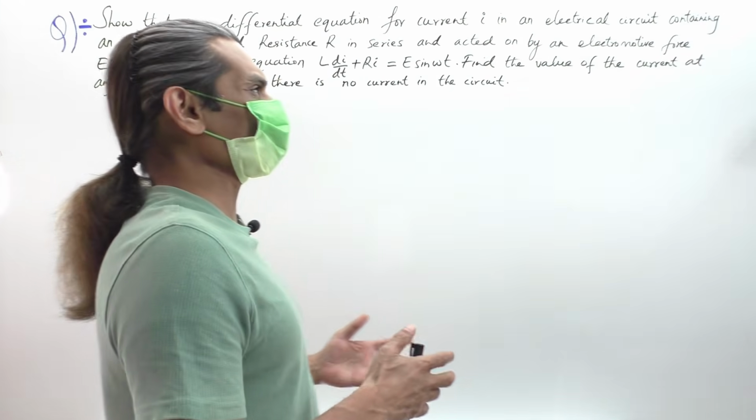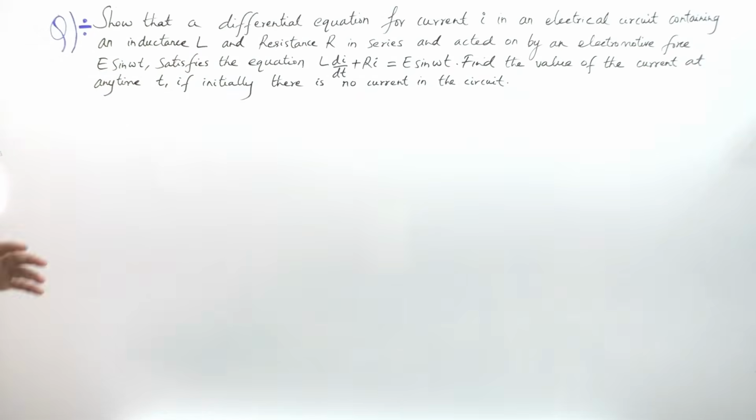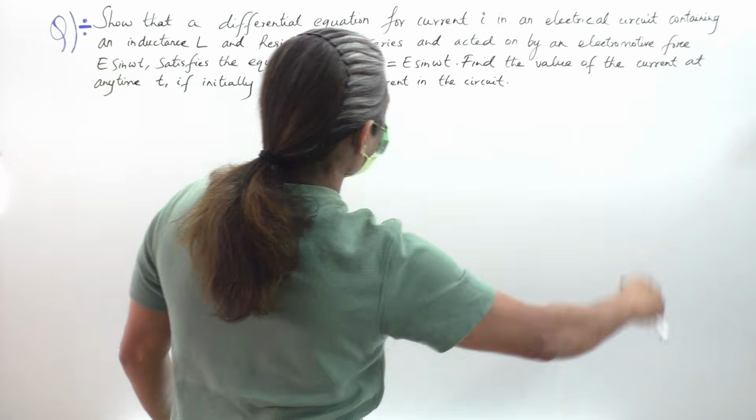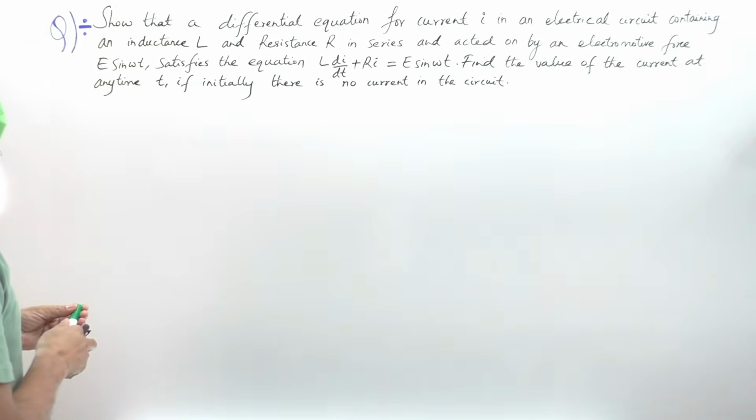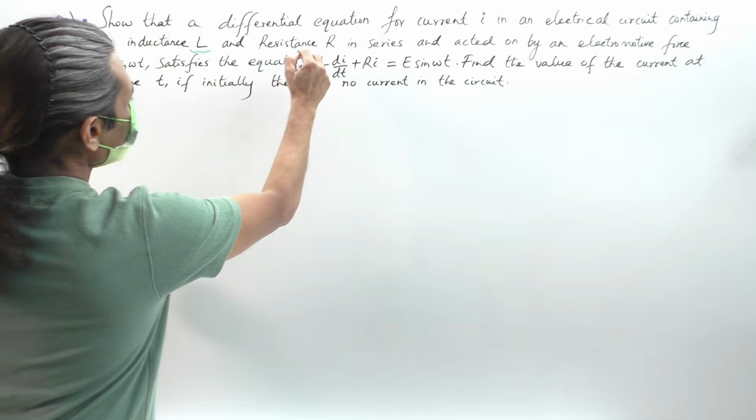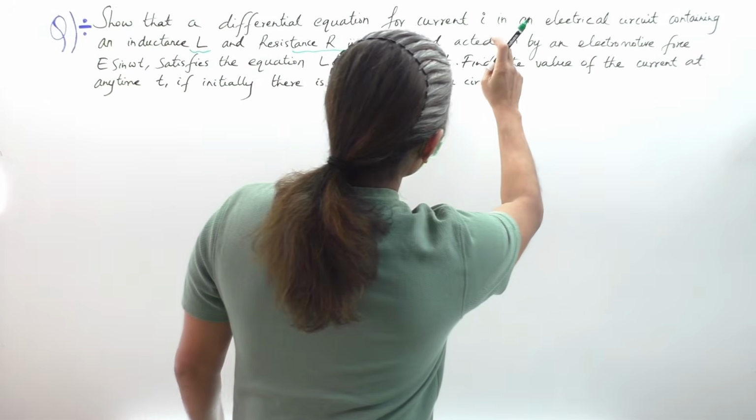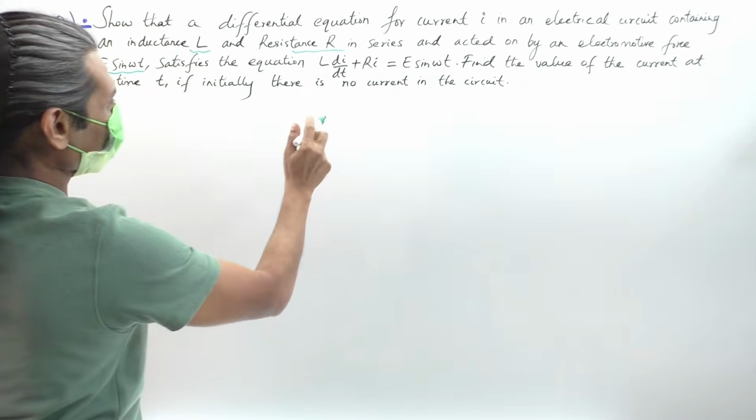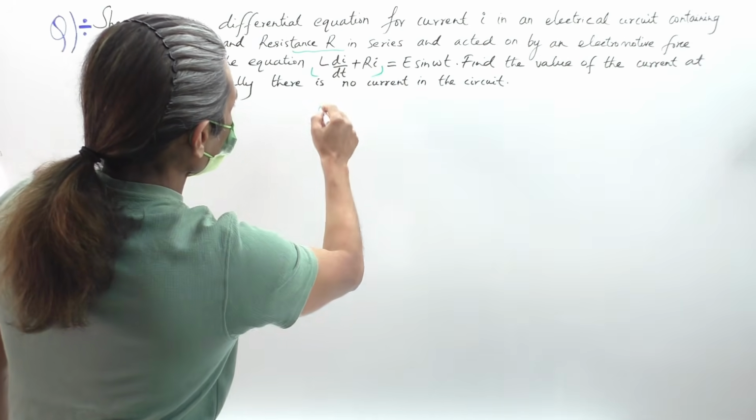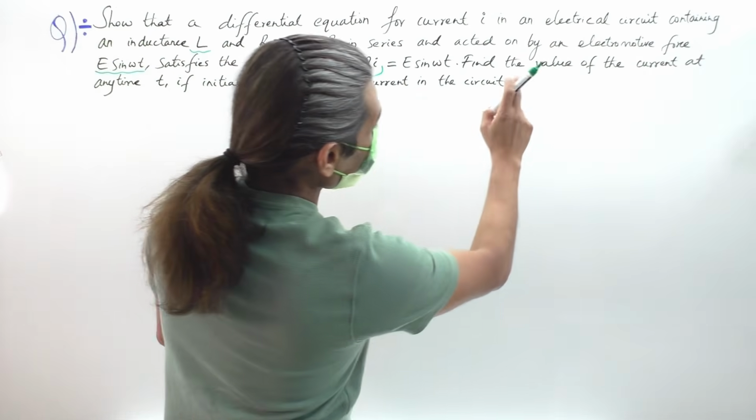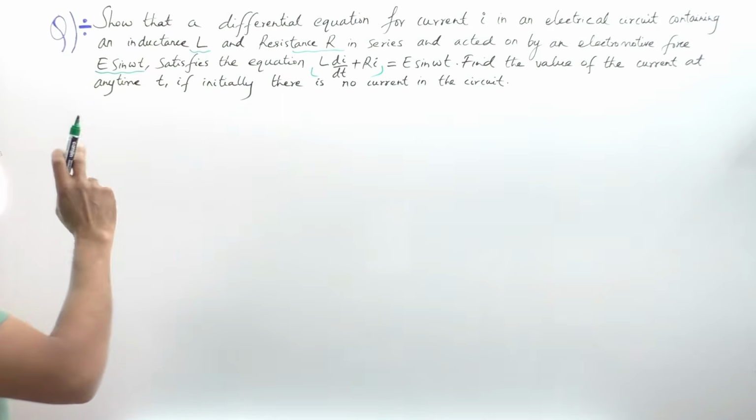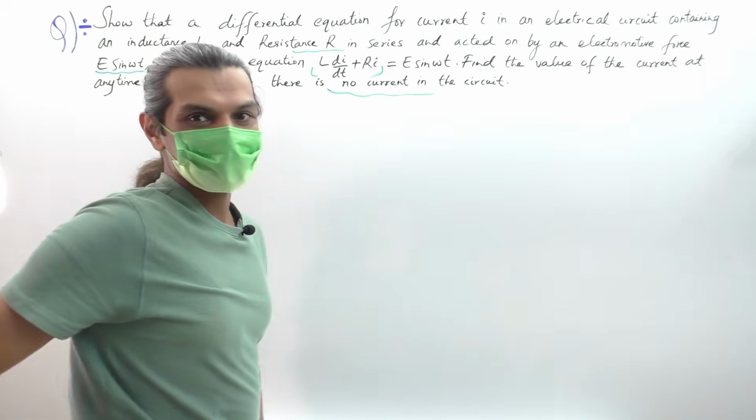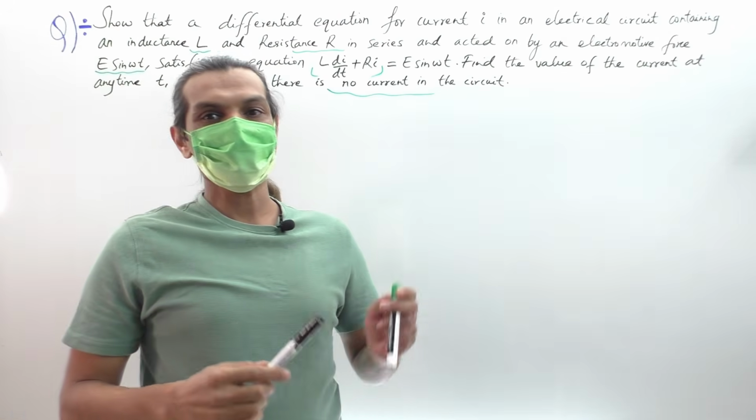Now moving on to the solution for this problem. So let me read this out to you. It says, show that a differential equation for the current I in an electrical circuit containing an inductance L and resistance R in series and acted on by an electromotive force E sin omega t satisfies the equation L di by dt plus Ri is equal to E sin omega t. Find the value of the current I at any time t if initially there is no current in the circuit. So this is the problem we need to solve.